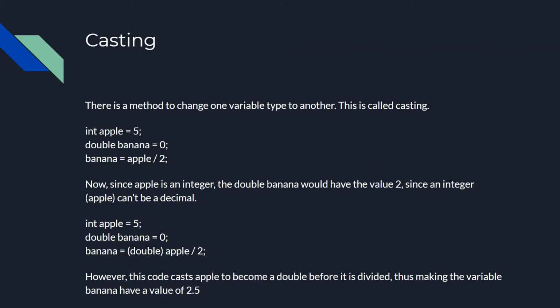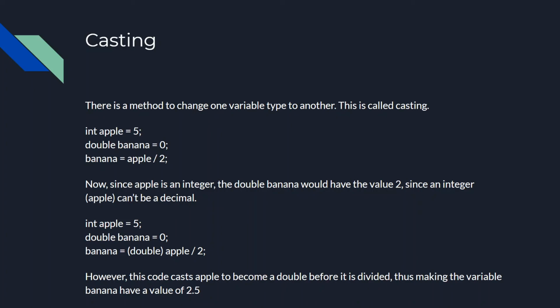Sometimes you want to change an integer to a double or vice versa. This is where casting comes in. In the first example, since apple is an integer, dividing it by 2 will return 2. At the end, the double banana would hold a value of 2. However, in the second example, you can see that we cast the integer apple into a double. Now the variable apple holds the double 5, not the integer 5.